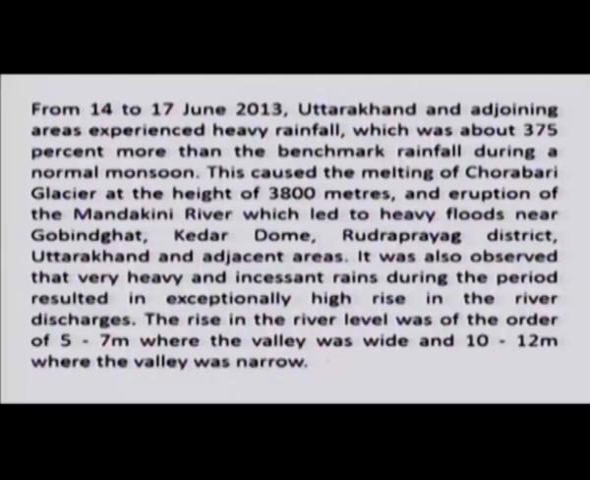So, before we proceed, let us analyze this paragraph. So, this talks about an incident which happened during this time in Uttarakhand. So, how did that happen? First was this heavy rainfall. So, I am putting it as 1. So, this caused the melting of Chorabari glacier. So, this is 2, and eruption of the Mandakini river. So, this I am saying 2A and this is 2B.